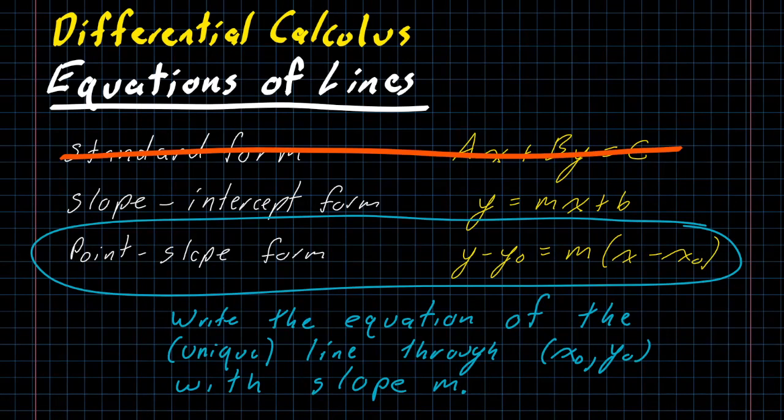And I note here that this line is unique. Given a point, given a slope, there is exactly one line that fits those parameters. For the sake of time, I'm not going to justify that claim, but if you're interested, get in touch with me and I am happy to go into more detail on that.